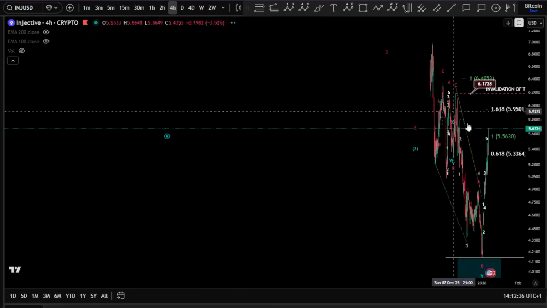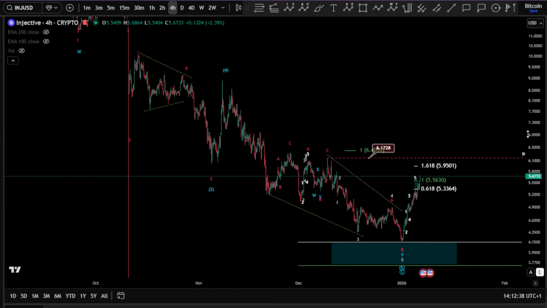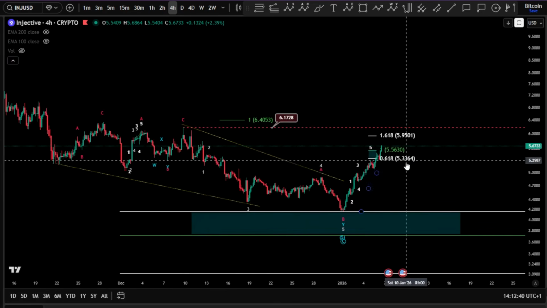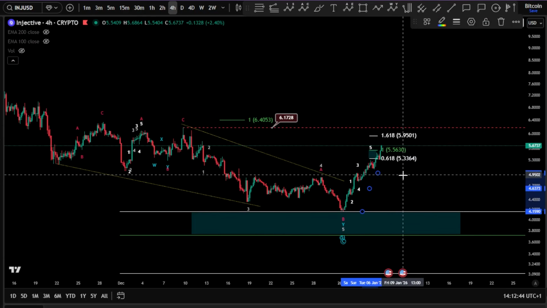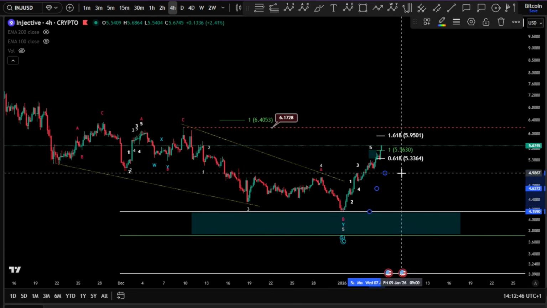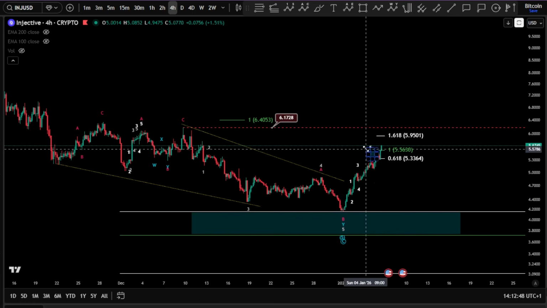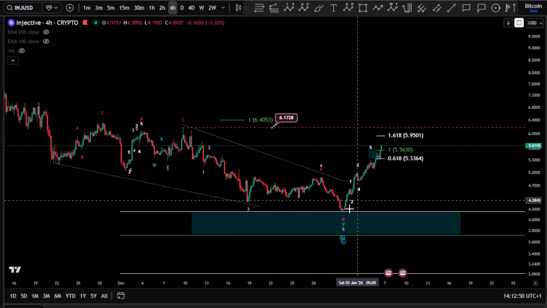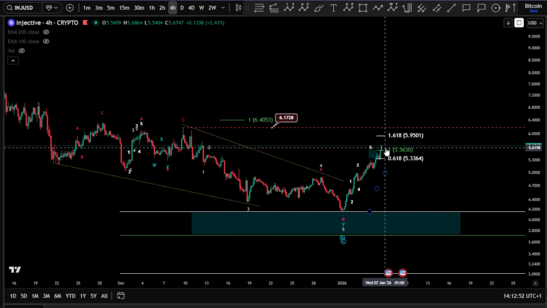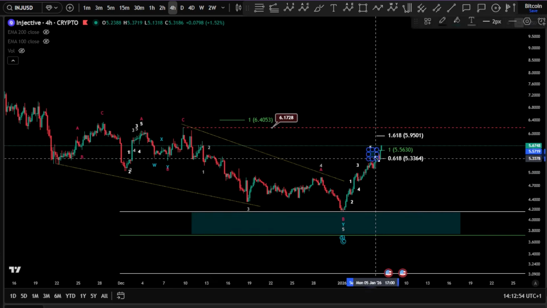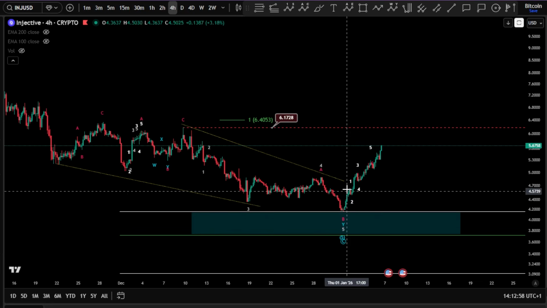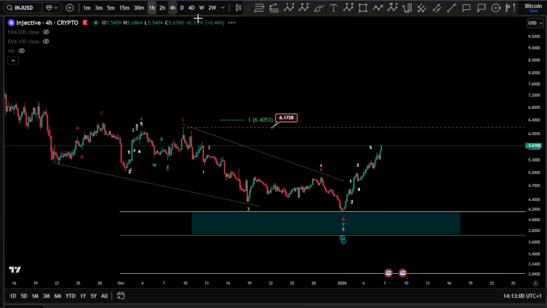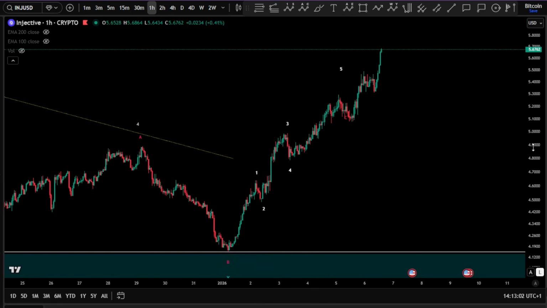Finally, we're gonna see Injective also. Injective got also a very, very massive move as well. Now, what is very interesting is that we have potentially finished just wave 3. An extension, I'm gonna remove just to see the price. 1, 2, 3, 4, and a 5. Okay, let's dive inside it.